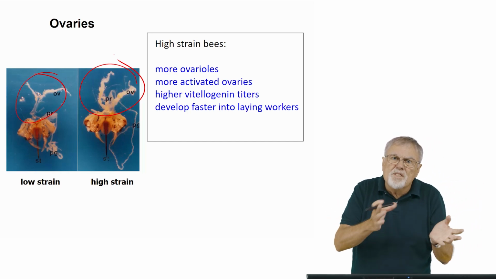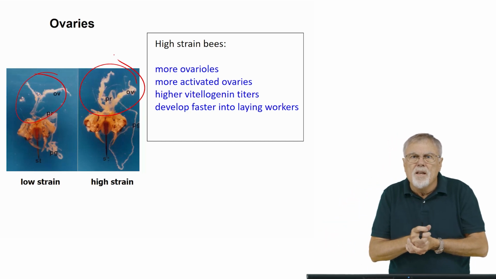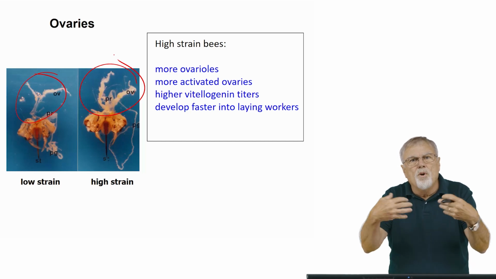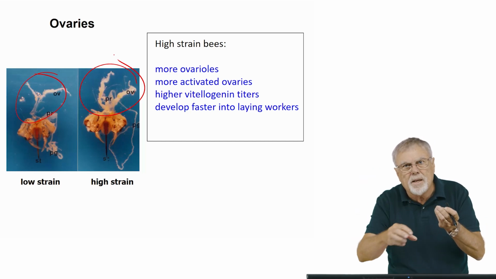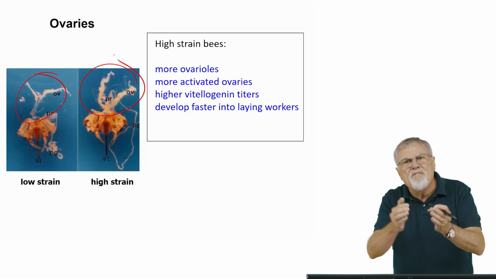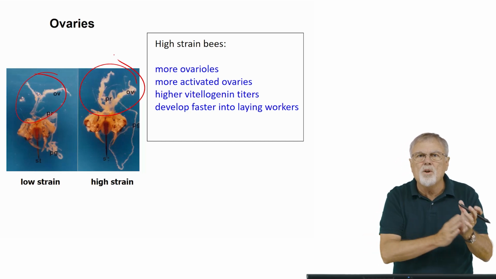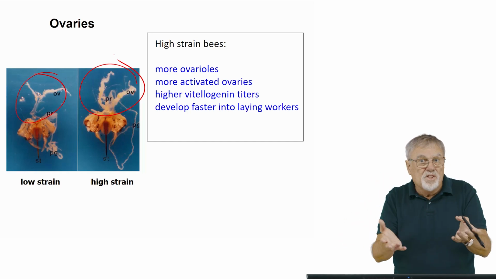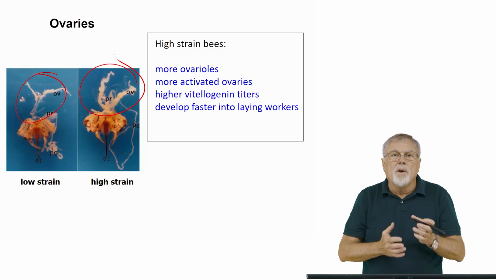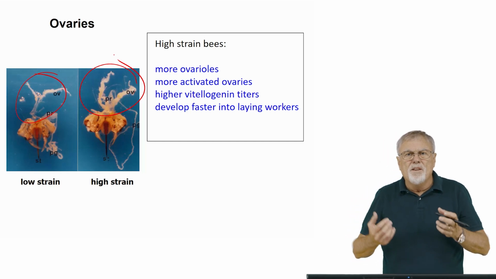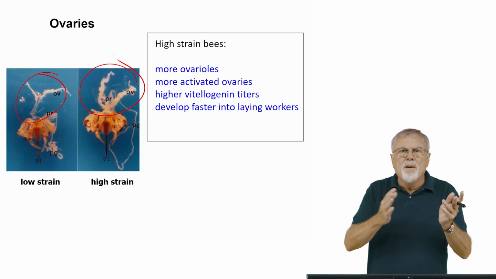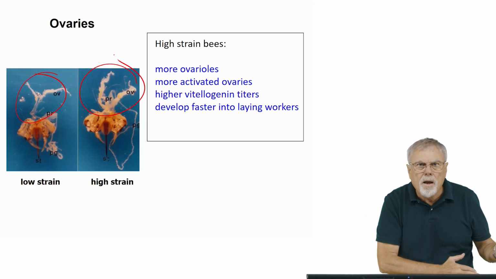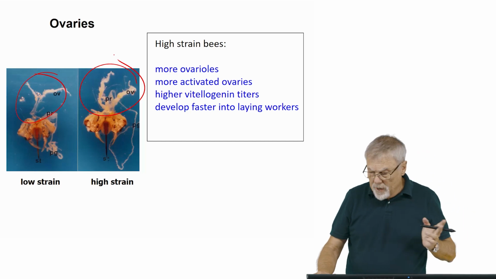They're absorbing vitellogenin for making eggs. And so we tested them in different ways. We also found that if you remove the queen from a colony, the workers will develop their ovaries, they'll make eggs, and they'll lay eggs. They become laying workers. They develop faster into laying workers than did bees from the low strain. So if you tested them together and put them in a colony, removed a queen, and they're the same age individuals, the high strain workers would more rapidly develop into egg layers. So they're overall more reproductively activated when they're very young than are the low strain bees.